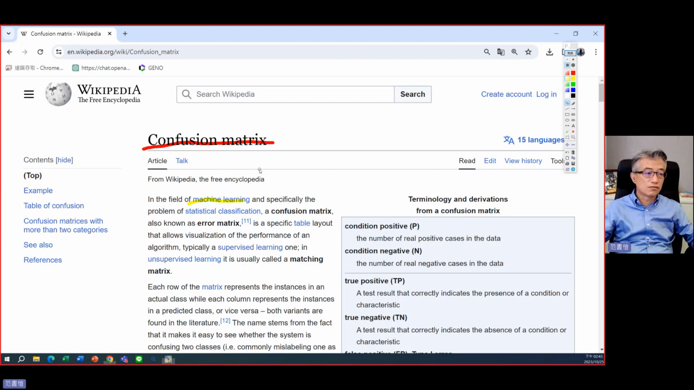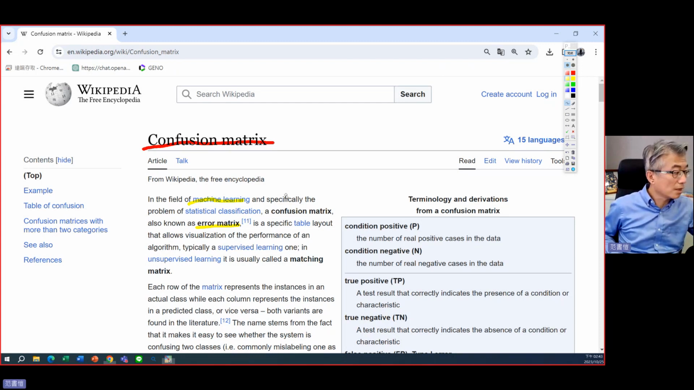Yeah, so specifically the problem of statistical classification typically refers to supervised learning. So it's known as a confusion matrix. It can be binary. It could contain more than 2 classes, or even multiple classes, and is also known as the error matrix. It is a specific table layout that allows practitioners or data scientists to visualize the performance of an algorithm.